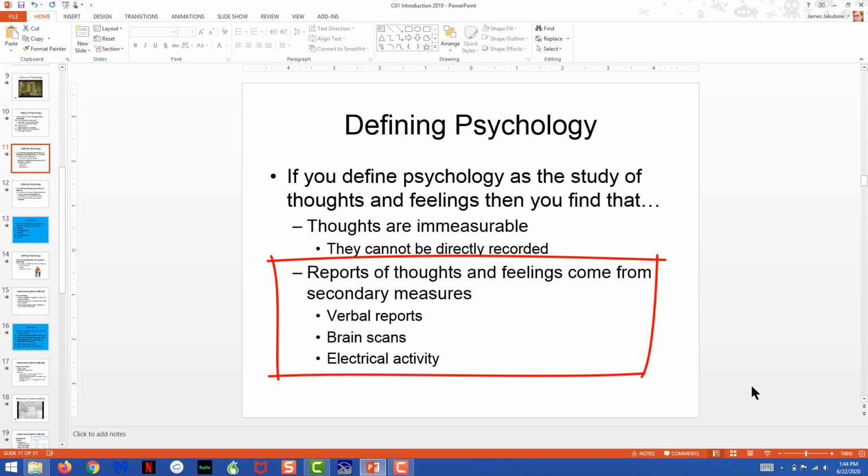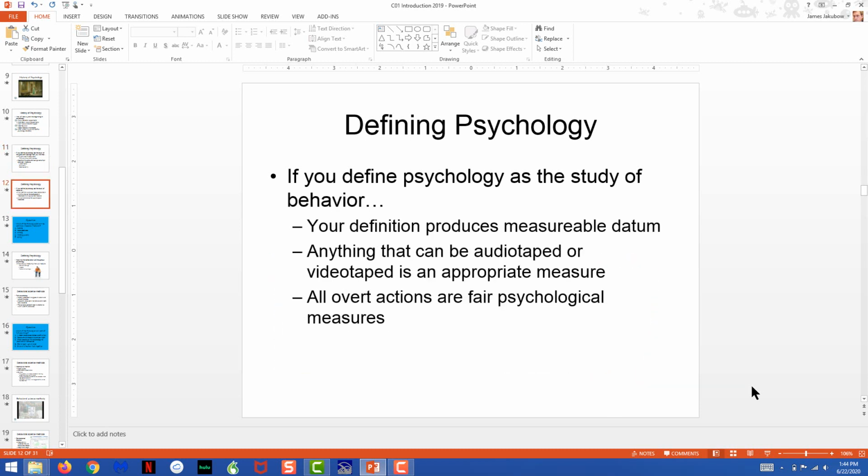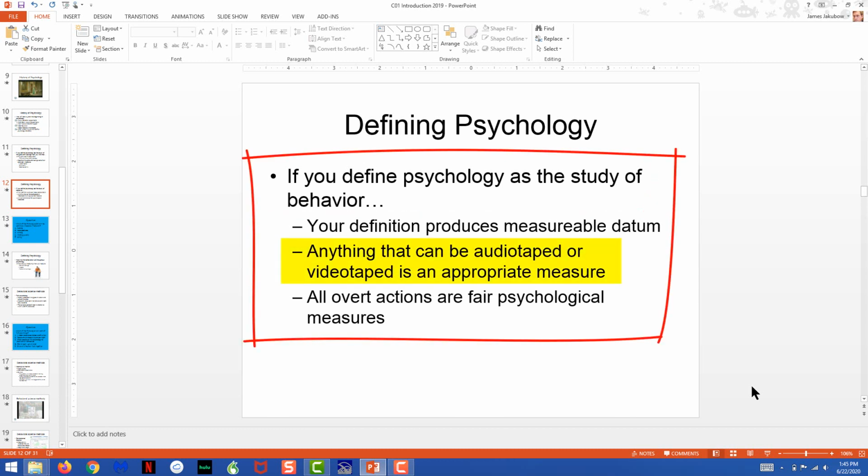So if you don't have direct measures of thoughts or feelings in this case, what are you actually left with? Well, when you take a look at this slide, if you cannot directly measure thoughts or feelings, you are left with behavior. Any overt measure of activity is a sufficient direct measure to be used in a psychology experiment. And in fact, given that we have electronic equipment today, one of the simplest ways to say this is anything that can be audio taped or videotaped is an appropriate measure for a psychology experiment.